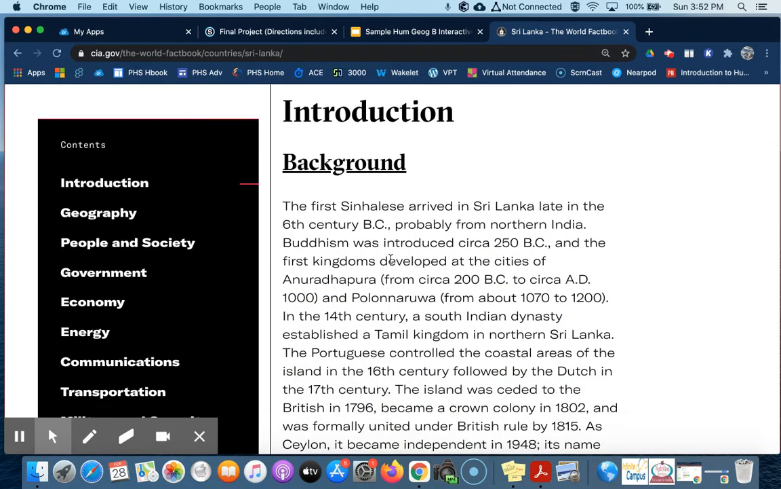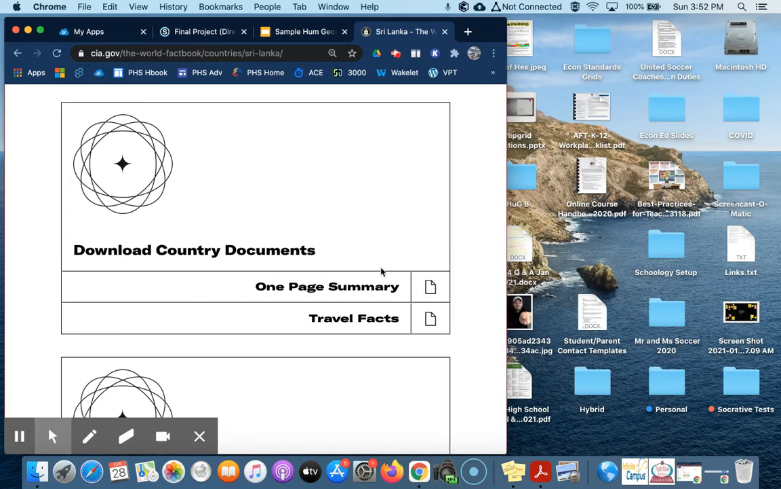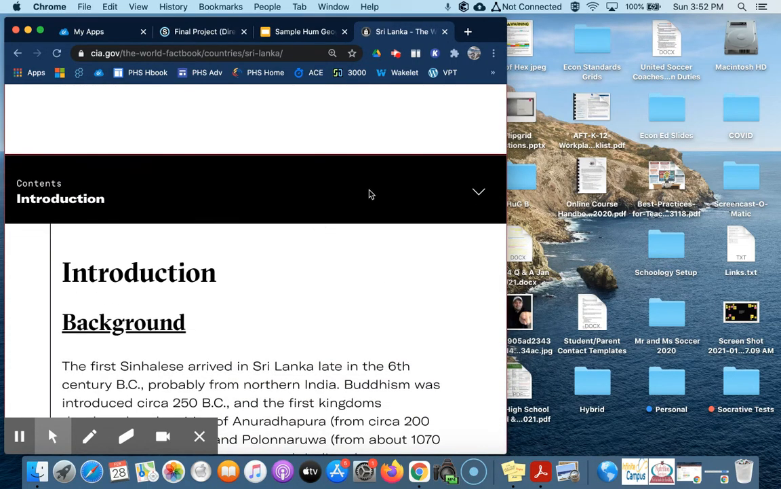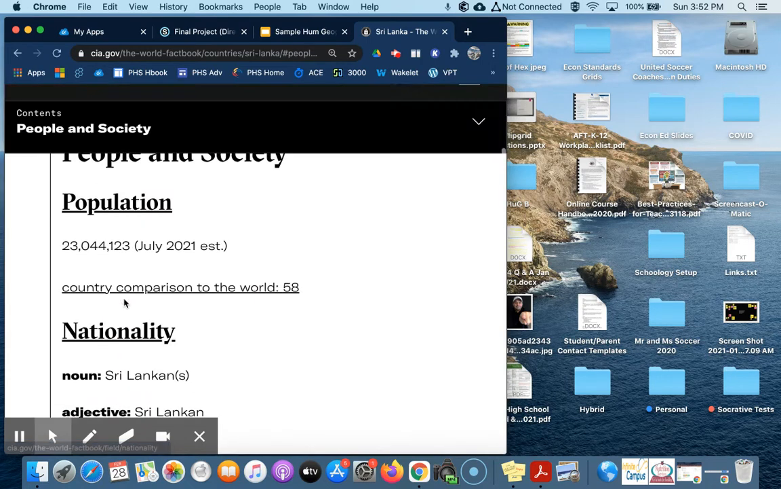But I am going to guide you when you use the World Factbook to people and society. So you may not see it laid out on the side like that. In fact, let me close it, because yours will probably look more like this. And what you will need to do on your iPad is click on the caret where it says introduction, and that's where you can get to people and society quickly.